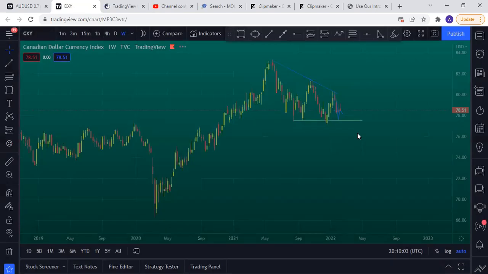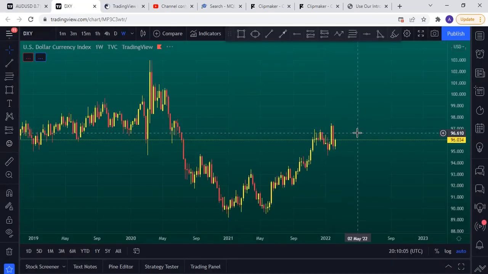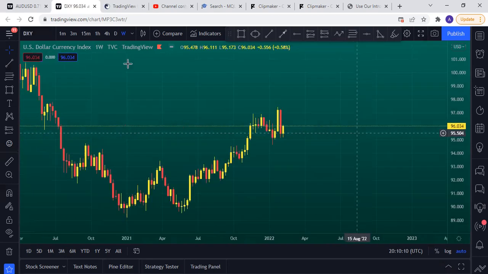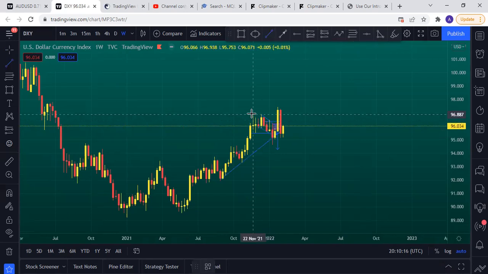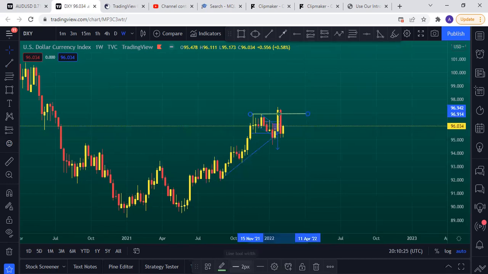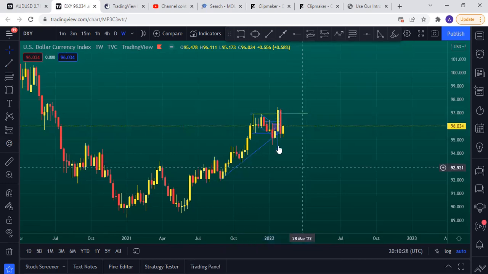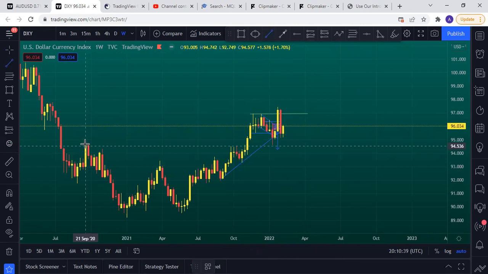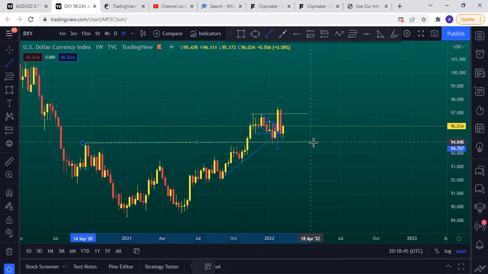So let's look at DXY. This is on the daily time frame, the dollar index, which is the DXY. Let me reduce the thickness on that. So we have DXY, and we might be seeing some bullish impulse on DXY as a result of the fact that we have broken and retested this level.